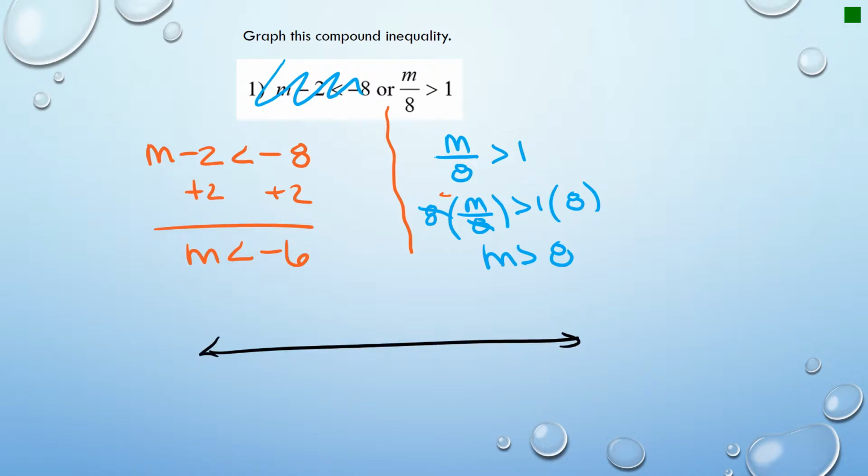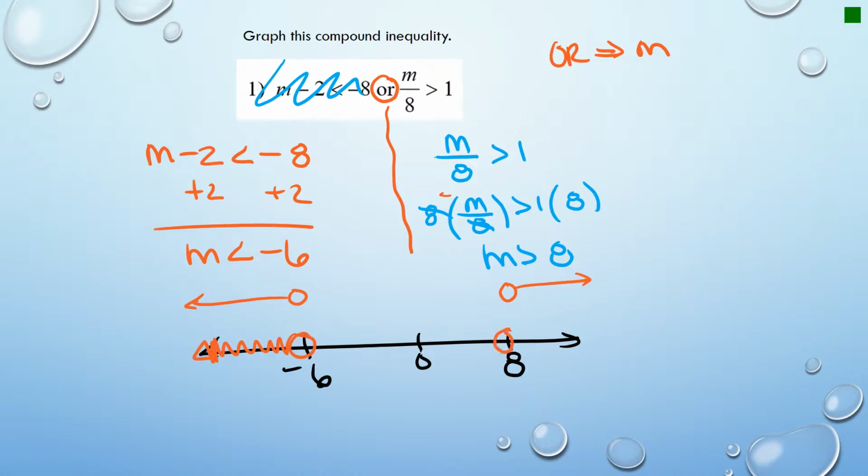On my number line, I want negative 6 and 8. Some people want you to put 0 in there, so I'll put it there in case your teacher wants that. This is an or. Or means we graph on the line. Now, some teachers don't do that, so I'm going to try to do it both ways. Here's m is less than negative 6. Here's m is greater than 8. Anything that gets graphed is on the line. So our answer is m is less than negative 6 union m is greater than 8. Remember, union is the same thing as or.